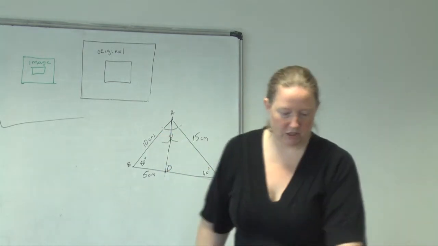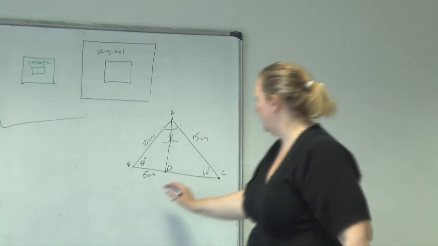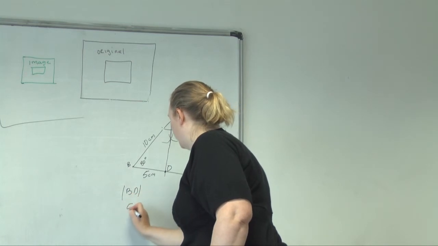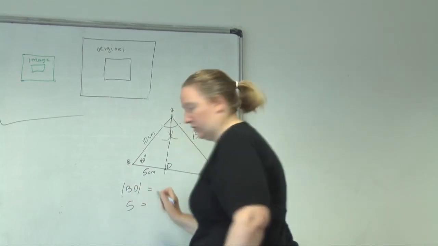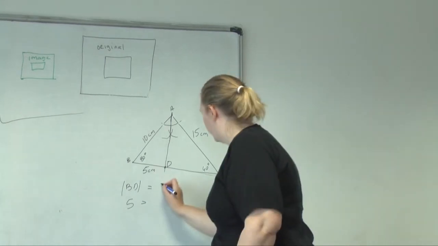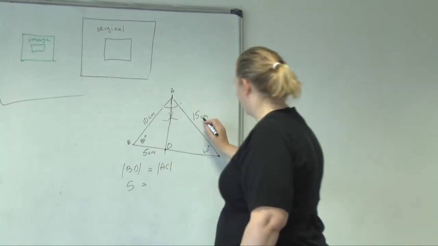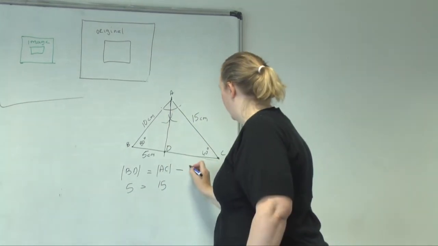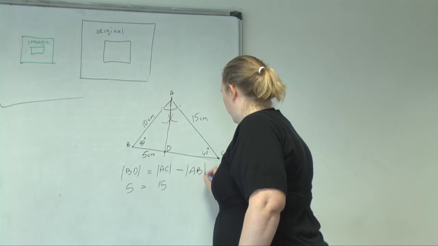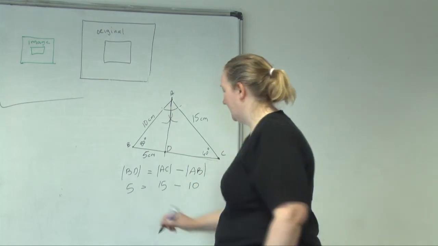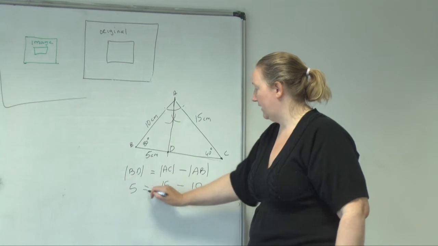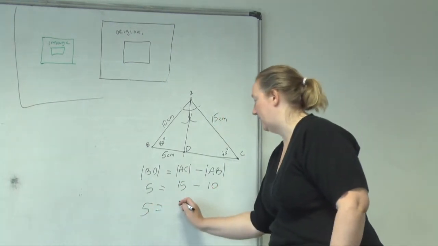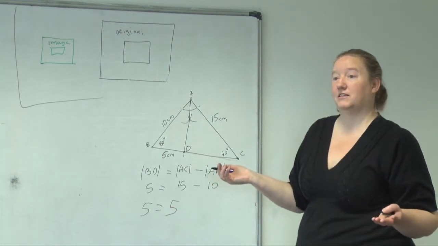So they want you to verify that BD, which is 5, is equal to AC, which we now know is 15, minus AB, which is 10. And yes, 5 is equal, so you work that out. 5 equals 15 take away 10 is 5, so it's right.